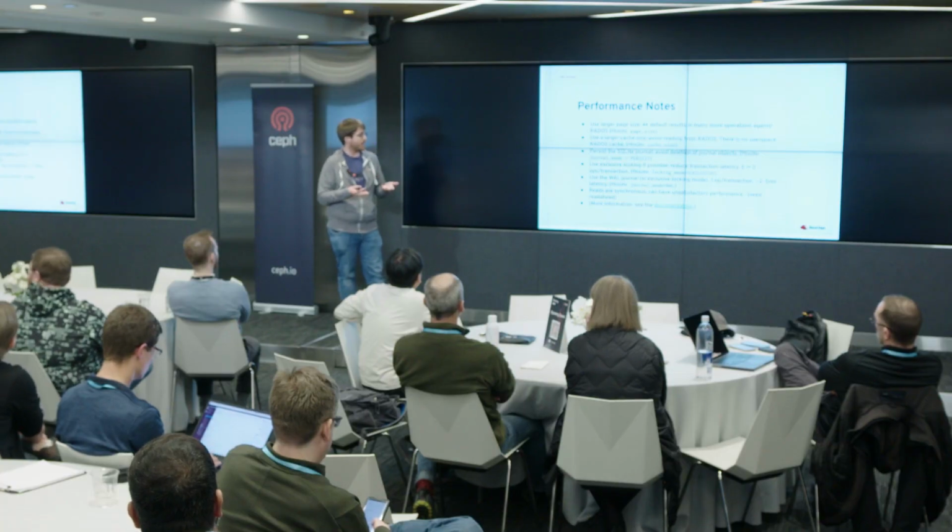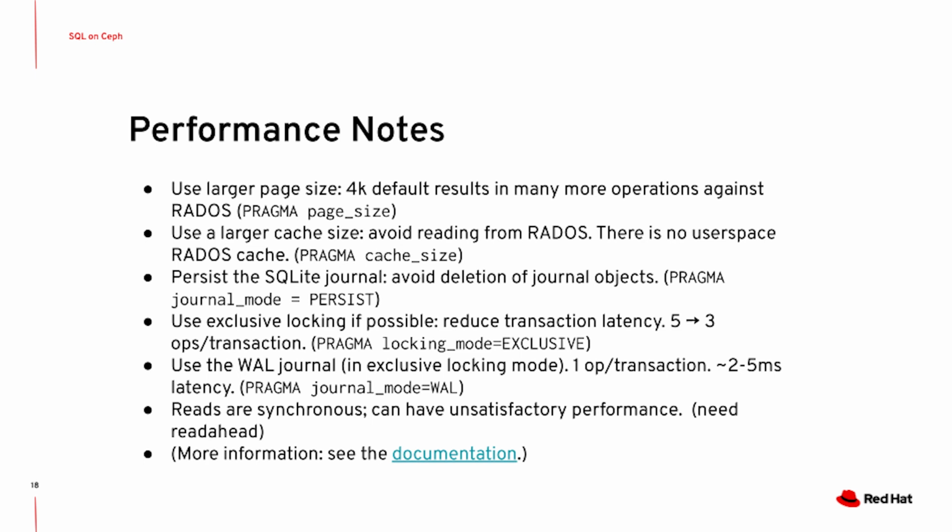You want to use a larger cache size, to avoid reading from RADOS. There's no cache in the simple RADOS striper, deliberately. Instead, use the SQLite cache, and the way you can get more cache is telling SQLite to use more cache. You also want to persist the SQLite database, so you'd want to avoid deletion of the objects associated with the journal for the SQLite database if you can. That would be why we would persist it, to avoid those unnecessary operations.